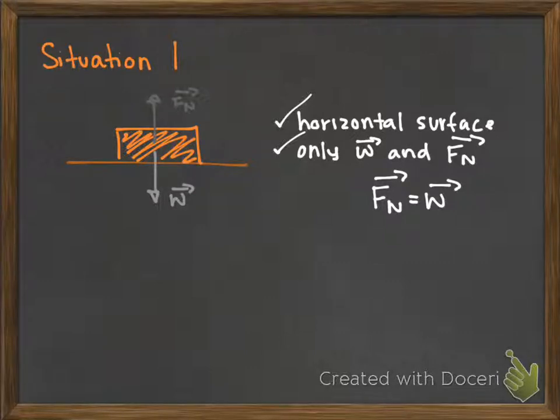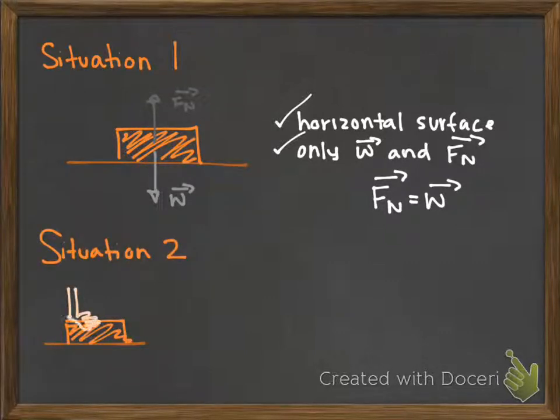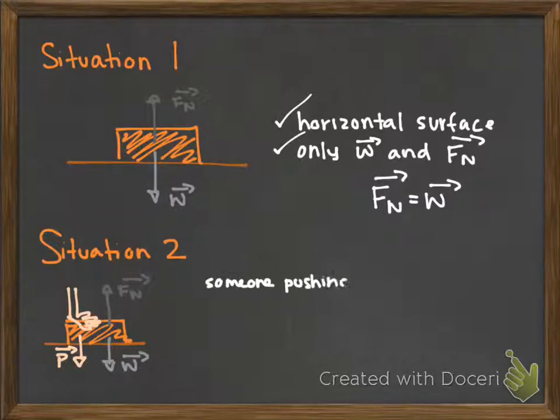Now in situation 2, I drew a box that has three forces when pushing on it: the pushing force, the weight, and the normal force. In this case, because it has to be an equal but opposite reaction, the normal force is equal to the weight and the pushing force added together. So if someone's pushing, then P plus W will equal the normal force.